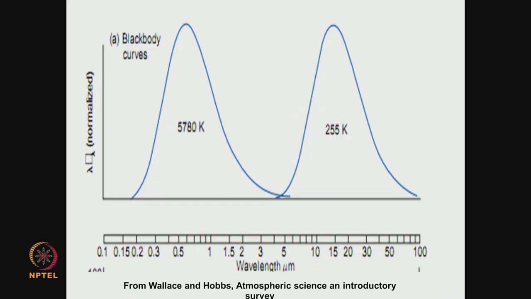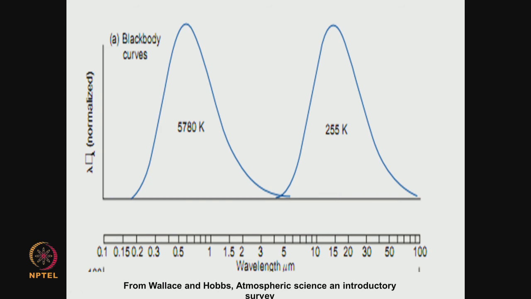Now just look at the nature of the curves. The peak is around 0.5 micrometers, that's what we saw in yesterday's class, 0.475 for the solar radiation, I mean radiation from the sun. So this is the black body spectrum for the sun, and this is the black body spectrum for the earth. Therefore the incoming radiation is largely in the visible part or the near infrared part, which is less than 4 micrometer. Actually, the radiation from the earth is always in the infrared part of the spectrum, okay.